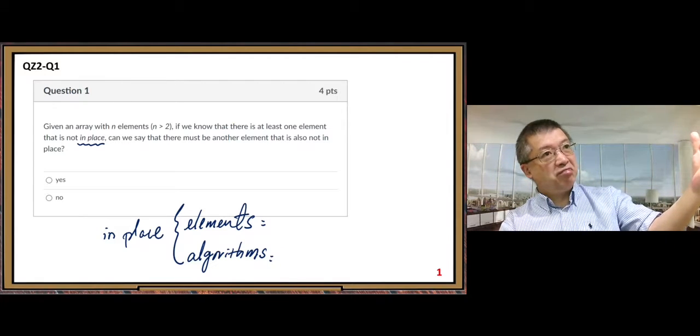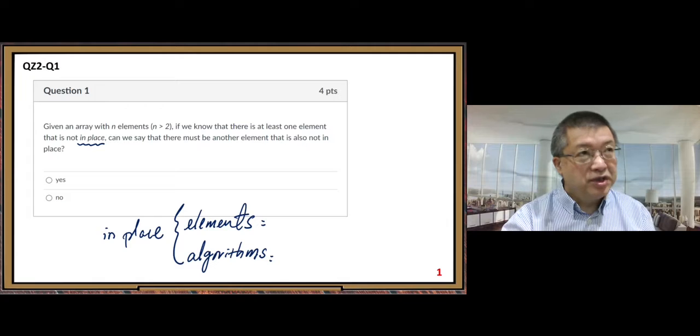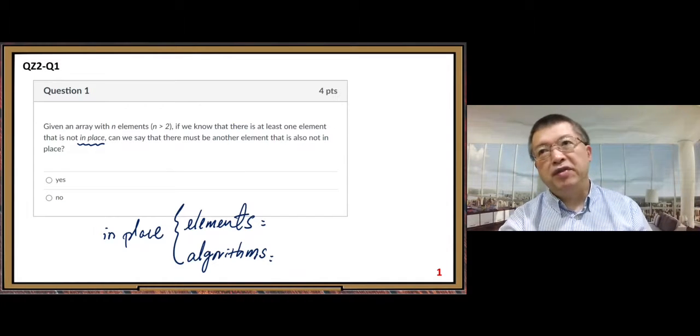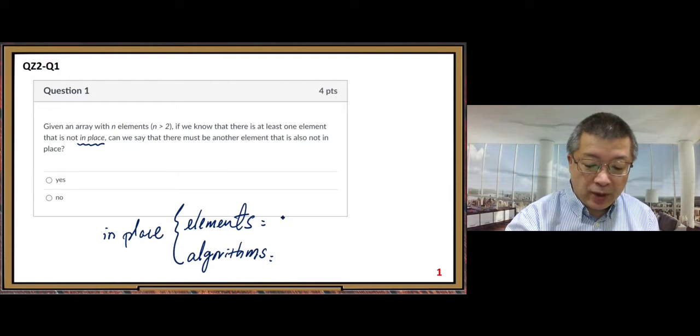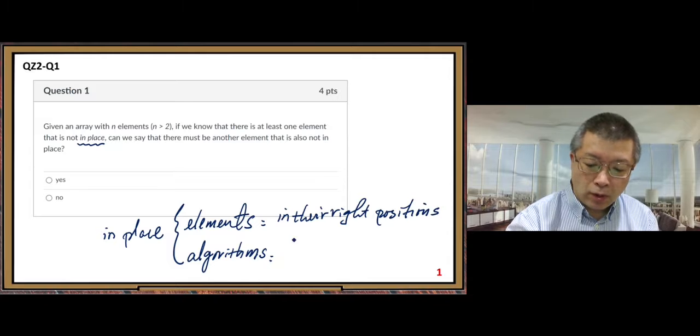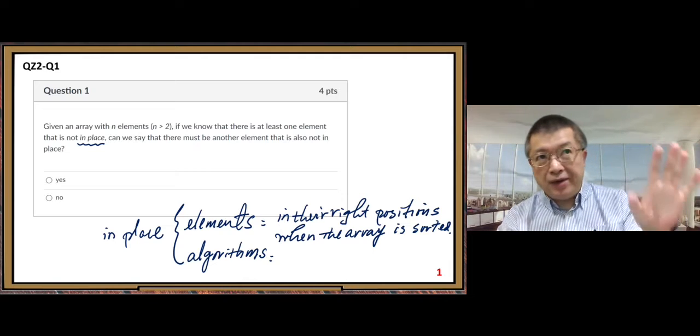In place elements, that's the normal understanding: the elements are in their right positions when the array is sorted. In place algorithm, that's about storage space.